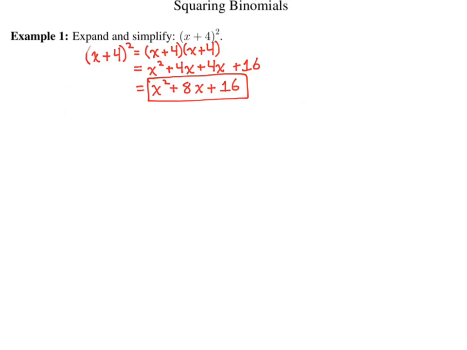Now, take a moment, please, and notice that this middle term of 8x is double the 4's, or rather, it's even the 4's if you add them together. That's going to be important later on. Okay, another example. Here we have negative 3 times x minus 2 squared.